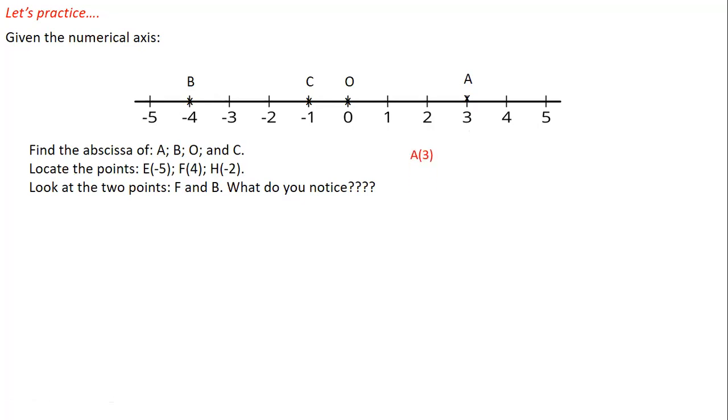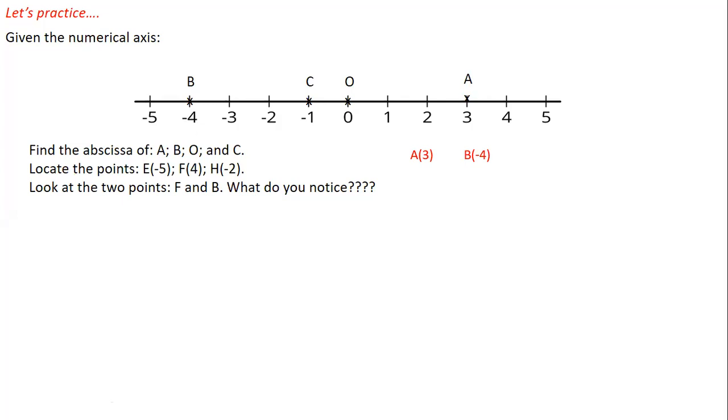Thank you, Laris. Yes, Lin. What's the abscissa of B? This is B. Where is B located? At which number is B located, Lin? Look at the axis. At negative. Negative what? -4. So we write B has an abscissa -4.